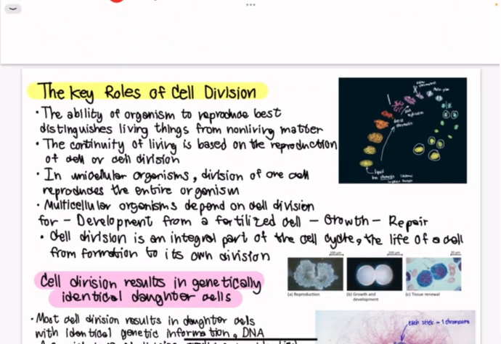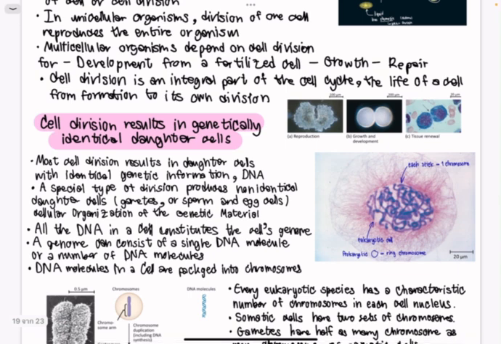The key role of cell division: the ability of organisms to reproduce best distinguishes living things from non-living matter. In unicellular organisms, division of one cell reproduces the entire organism. Cell division is an integral part of the cell cycle, the life of a cell from its formation to its own division. Most cell division results in daughter cells with identical genetic information, DNA. A special type of division produces non-identical daughter cells, gametes: sperm and egg cells.